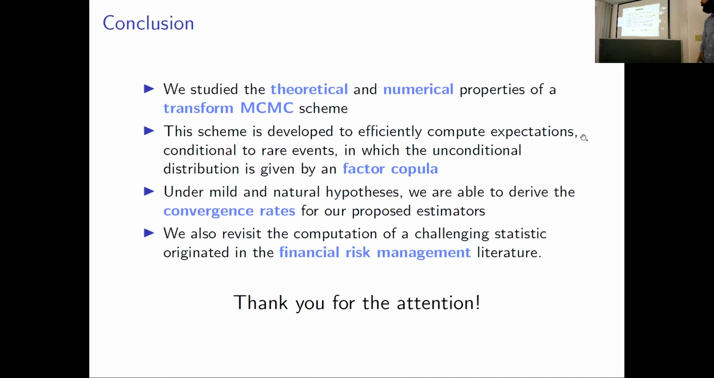And so just to conclude, we studied some theoretical and numerical properties of something that we call the transform MCMC, because there are so many transformations that we thought that this was a reasonable name. And the scheme is somehow developed to be efficient to compute expectations and conditional expectations given some rare events, in which the joint distribution of what you're trying to compute expectations of is given by these factor copulas that I tried to explain today. We have some mild and natural hypotheses, some mild, some natural. I'm not going to say they're all natural or mild. And then we can get the convergence rate of all the estimators we did.